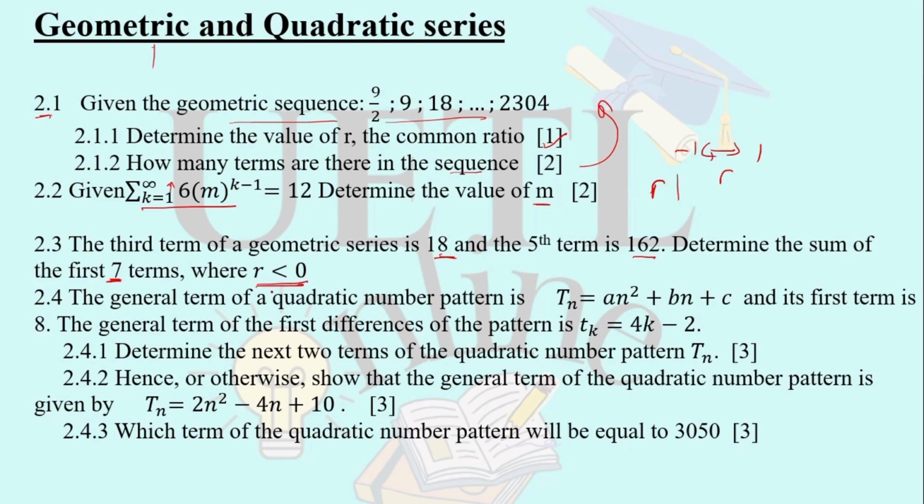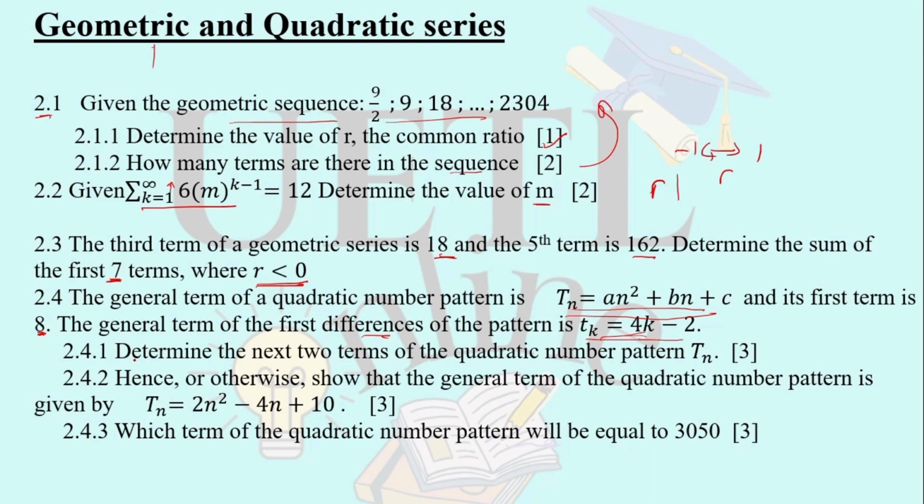Then the other thing is the general term of a quadratic number pattern, the general form. We have a quadratic; I told you about this one. Then the first term is 8, so we're going to use this as the equation, and the general term of the first difference of the pattern is given. So the first difference means that the second term and the first term have this difference, and we're going to use this difference to find our solution.